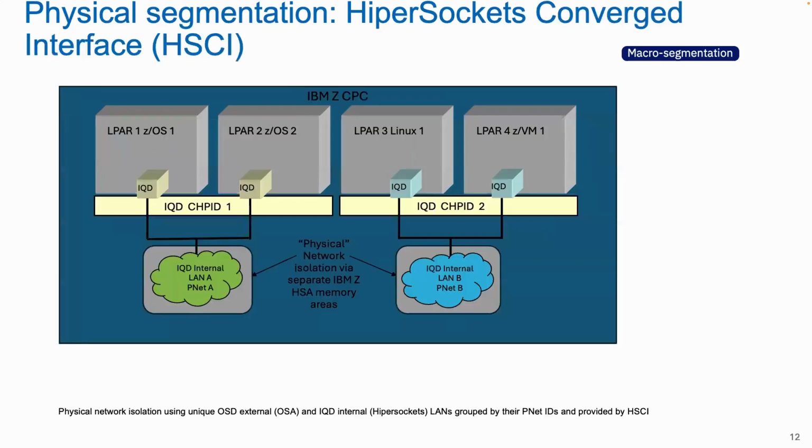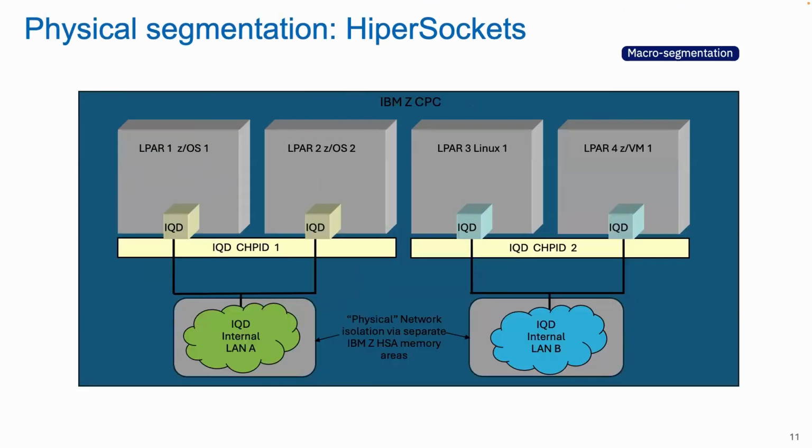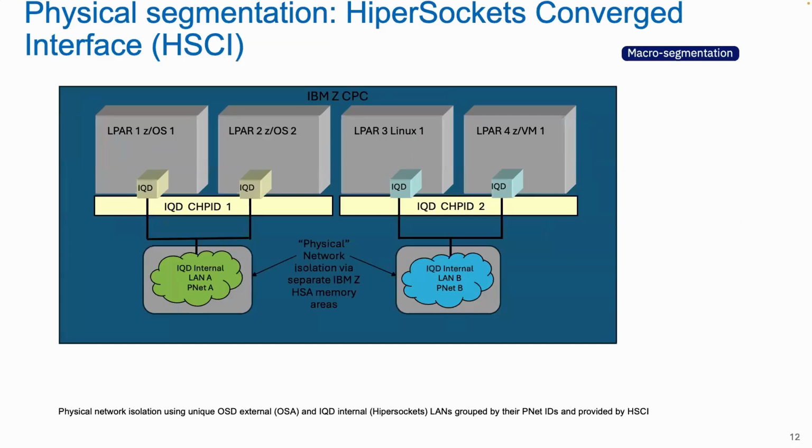We also have physical segmentation, which I called earlier, this HyperSockets converged interface. Essentially, this is a little bit of a complicated topic, but we'll just touch on it a little bit. Prior to this HSCI, or HyperSockets converged interface, when you had both OSA and HyperSockets interfaces, you had to configure different IP addresses for them and then set up routing in order to determine: do I need to route externally? I use the OSA. If I can route internally, I'll use HyperSockets.